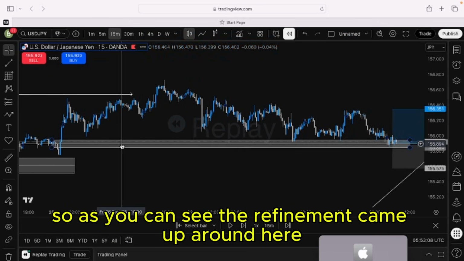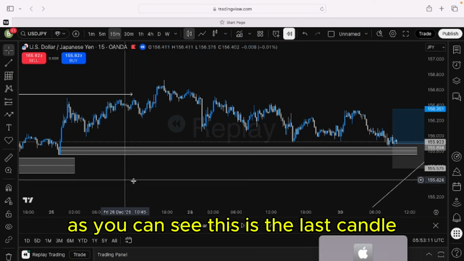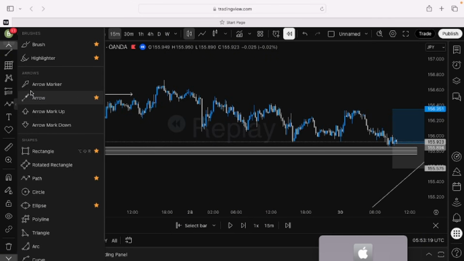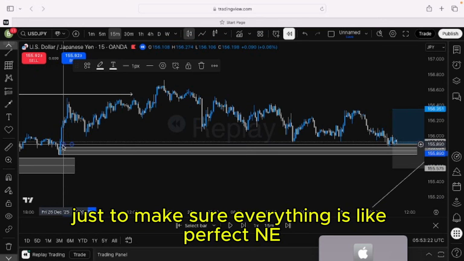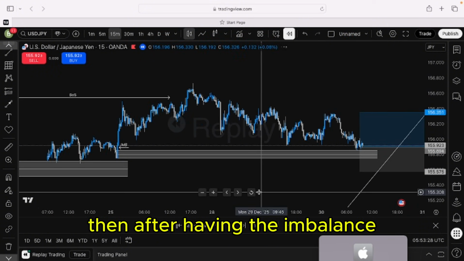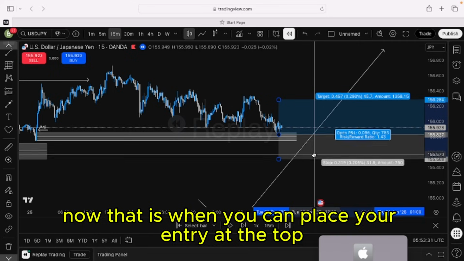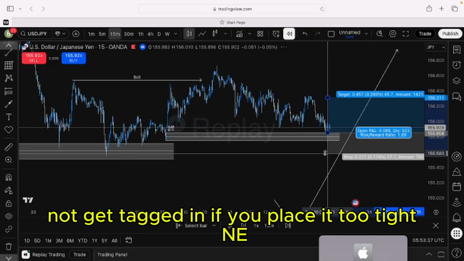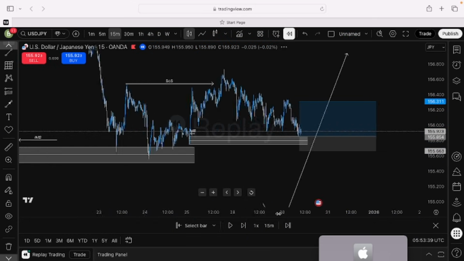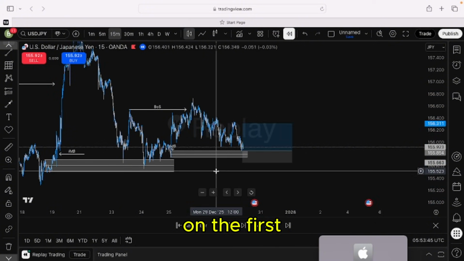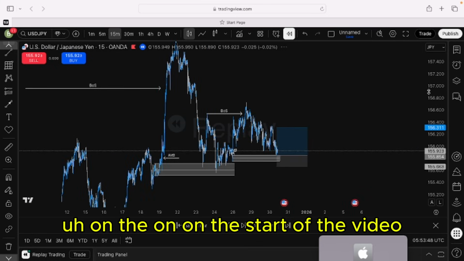And we can just refine, because there were some refinements that we made on the entry. So as you can see, the refinement came up around here. As you can see, this is the last candle. Then after having that, we also had an imbalance just around that point. So we have to cater for the imbalance just to make sure everything is perfect. So the imbalance at the top just like that. Then after having the imbalance, that is when you can place your entry at the top or in the middle, but I prefer placing it at the top, just because you may not get tagged in if you place it too tight. So that is the entry idea that I have shown you at the start of the video.